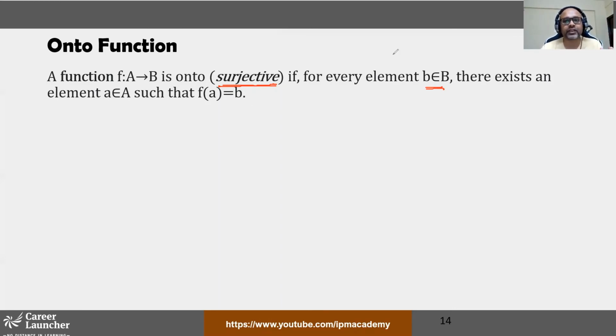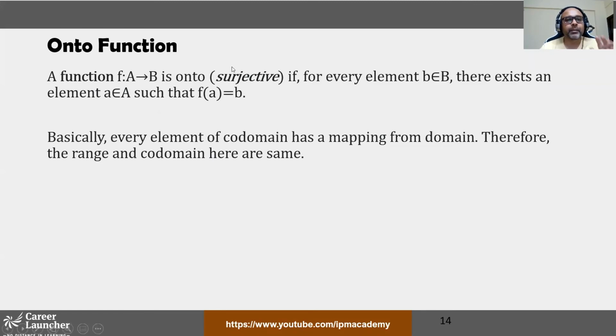This is a textbook definition that I picked up. Don't worry if you don't understand this. Let us understand it in layman's terms. Basically, it tells us that every element of the codomain has a mapping from the domain. Therefore, the range and the codomain are the same.